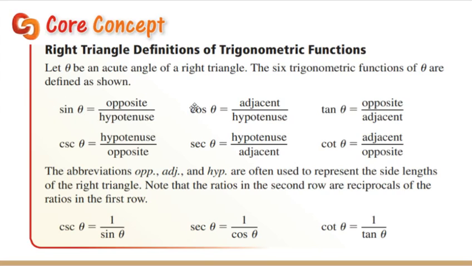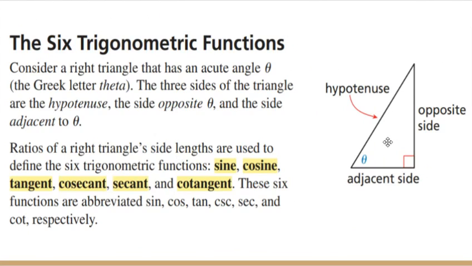So we have here the six trigonometric functions. Sine theta, to solve for the sine theta, we get the ratio of the opposite side and the hypotenuse. Going back to the previous slide, if this is your hypotenuse and this is your theta, the opposite side will be here and the adjacent side will be here.